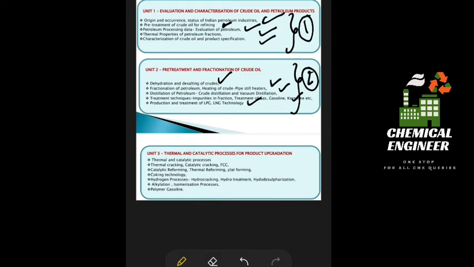In the third chapter we will see thermal and catalytic processes. Here we will see all the equipment that is generally used for preparation of mostly petrol and diesel. We will see thermal catalytic processes like FCC, catalytic cracking, then coking technology, and all the different operations that we do on petrol or crude oil. All this we will start from our next video. In the next video we will start with the origin and occurrence of the Indian petroleum industry.